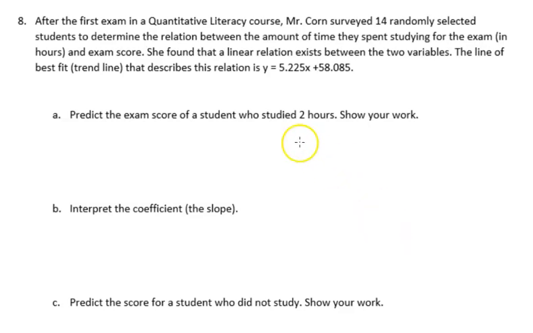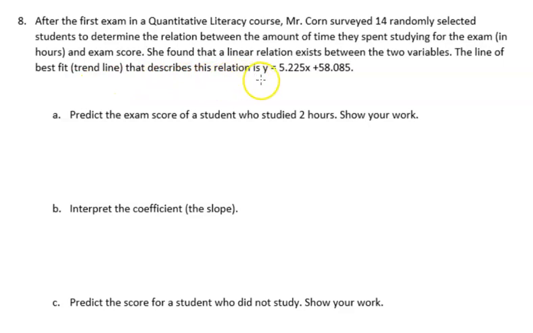This is number 8 off of the Unit 2 study guide. This is the question where we're looking at a linear model of some data. In this case, it says that I took a survey of 14 randomly selected students to determine the relationship between the amount of time they spent studying for an exam and their score. And says she, I guess I should have changed that to he. I found that a linear relationship exists between the two variables.